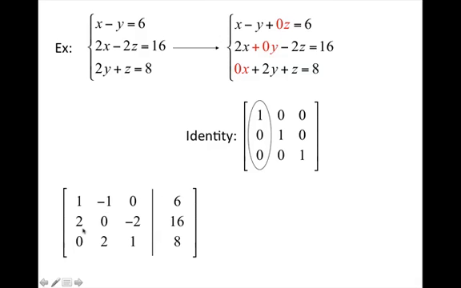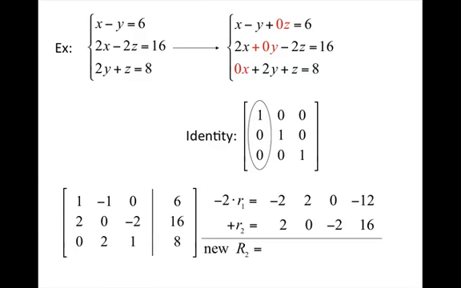So change its sign to a negative 2 and multiply the 1 that's in that same column, which is in row 1. So negative 2 times row 1 gives me negative 2, 2, 0, negative 12. I add this to the row I want changed, which is row 2. Row 2 is 2, 0, negative 2, 16. This is going to give me my new row 2.